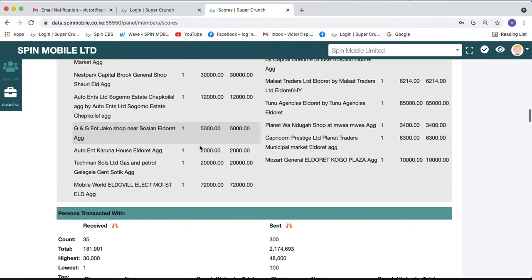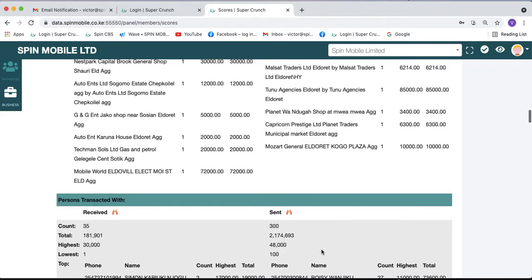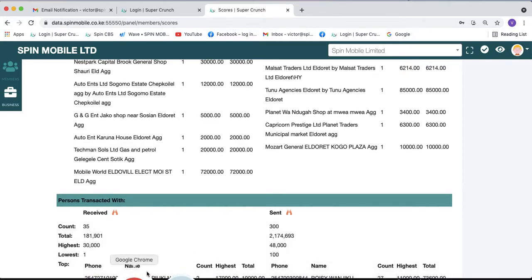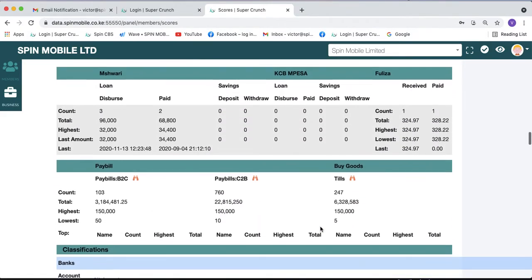Okay, we go to the persons that this individual has transacted with, how many, all the people that he has received the money from, all the people he has sent money to, the number of times that his transactions where he's receiving money, and the number of transactions where he's sending money. And so you can also be able to tell the name of the phone number, the name, how many times the money was received, and such details.